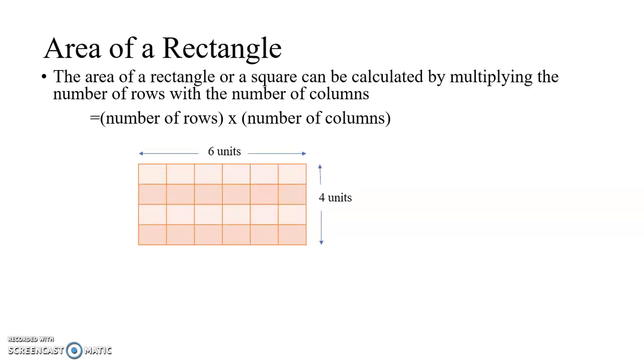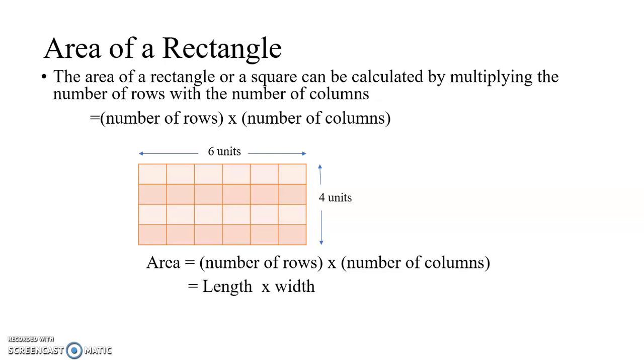So if we have a rectangle which has 6 units and 4 units, then we can calculate the area as the number of rows multiplied by the number of columns. This gives us length, which is 6 units, times width, which is 4 units. The area now becomes 6 multiplied by 4 unit squares. The area becomes 24 units squared.